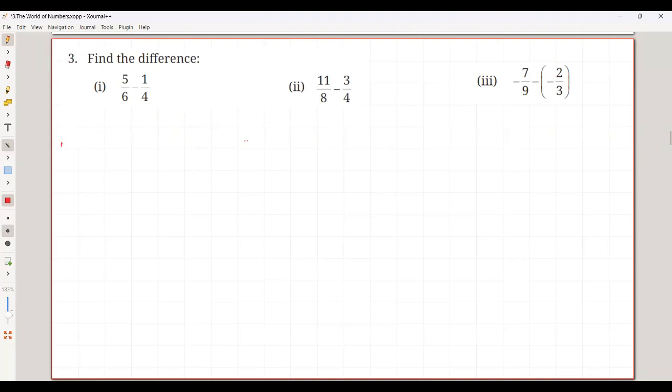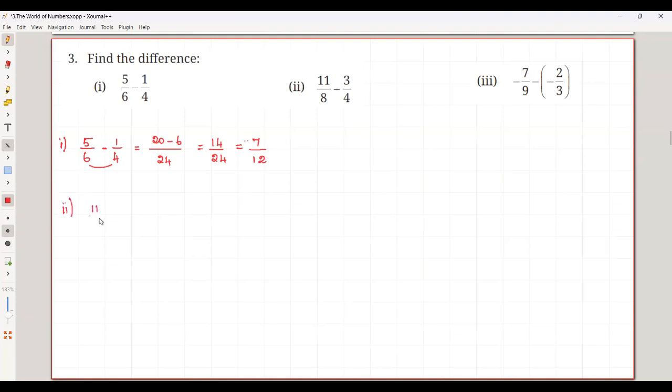So now the first question is given 5 by 6 minus 1 by 4. They are having different denominators, right? So just multiply the denominators. 6 4s are 24. Cross multiply: 5 4s are 20 minus 1 6 is 6. So 20 minus 6 is 14, divided by 24. 14 divided by 24, we can simplify with the 2 table. 7 2s are 14, 12 2s are 24. So 7 by 12.